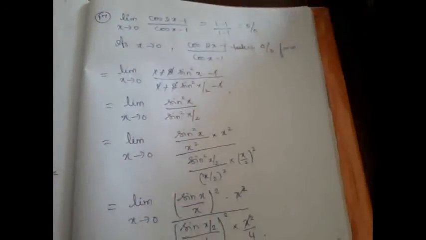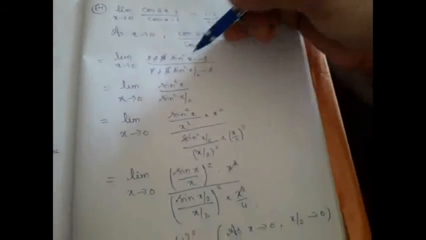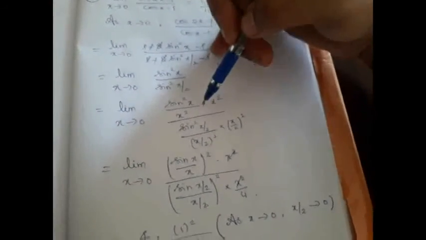Hope you understood what we have done here. We have applied the cos 2x formula. We tried to bring it in the form of sin x by x form. Then we have simplified. That's it, right?